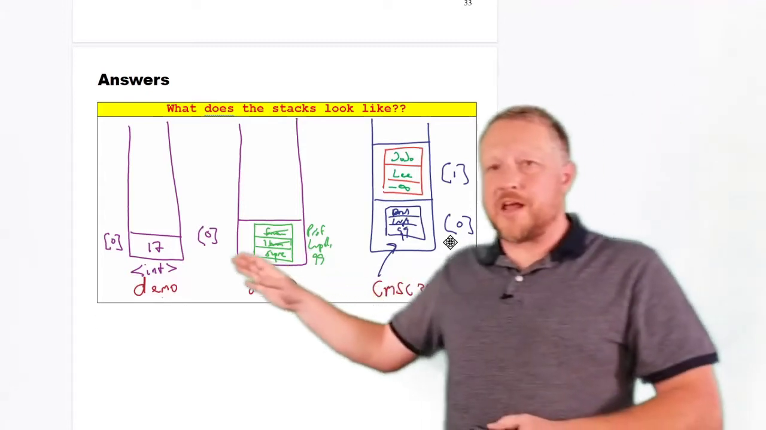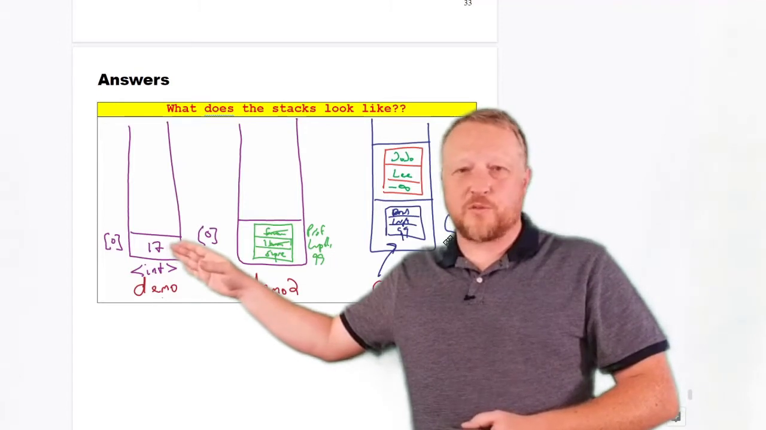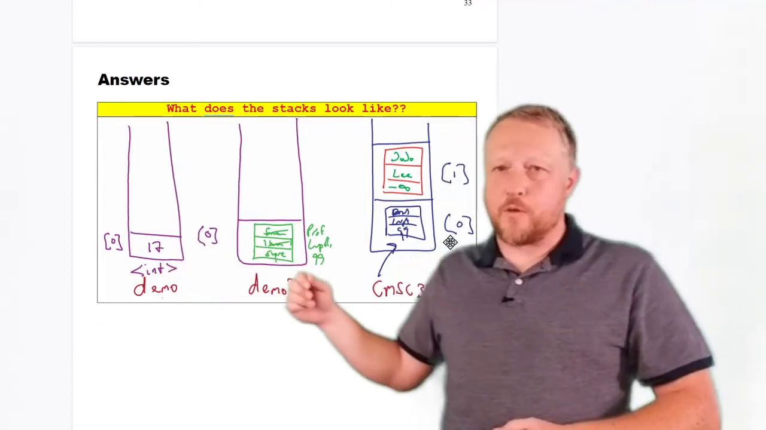So you'll notice that the integer stack, which was named demo, really didn't change too much from what you expected. It had a number in there called 17, and that was at index 0 before we popped it off.